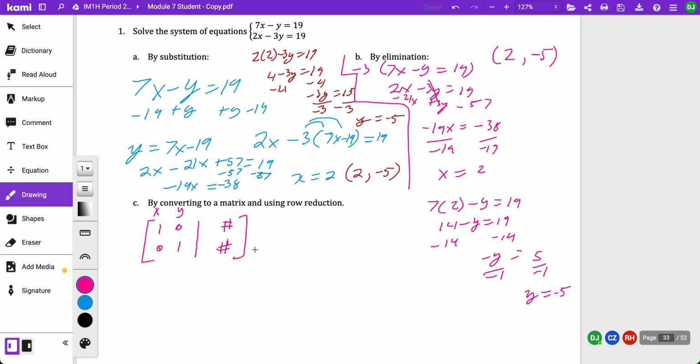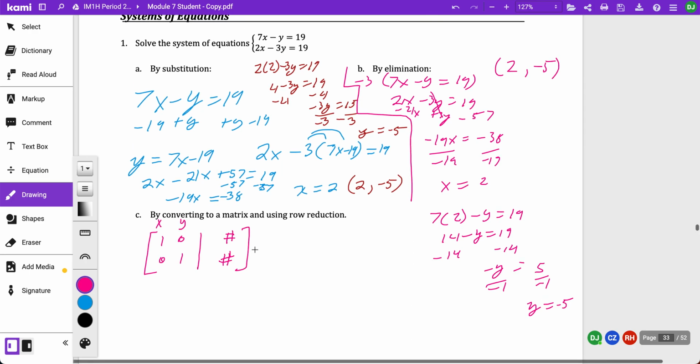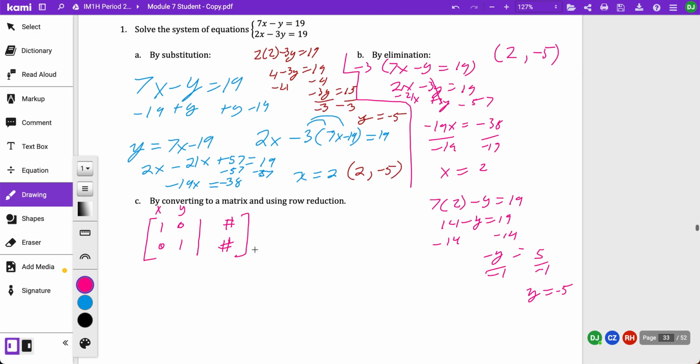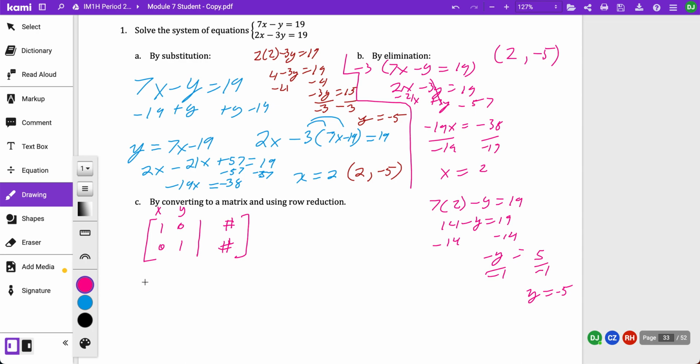So the first thing that I want to do is take the coefficients: 7, negative 1, 19, 2, negative 3, 19. I'm really going to walk this step by step because, like I said, it's been a while.